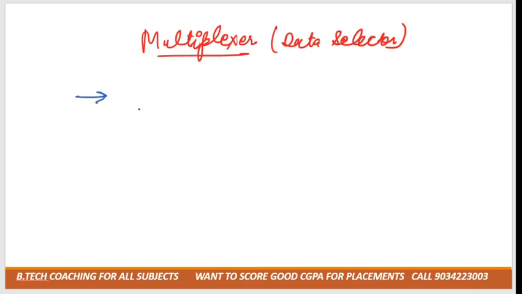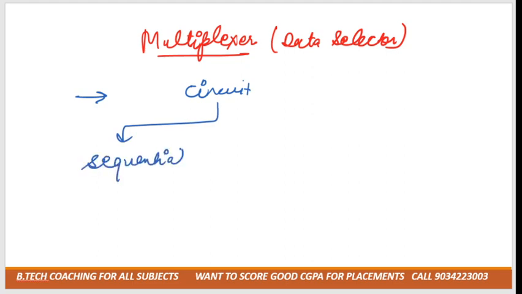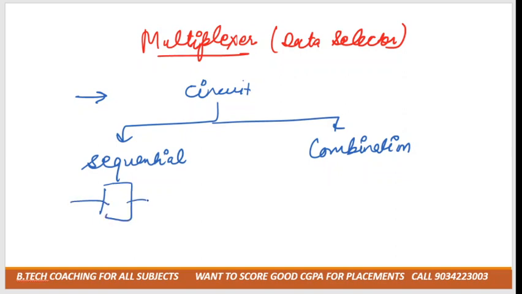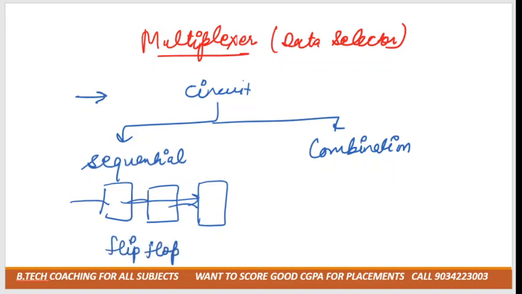Okay. Basically there are two types of circuits. One is the sequential circuit and another one is the combinational circuit. So in the sequential circuit, one input's output goes to another input. Then its output becomes the input of another, like that in a sequence. An example of a sequential circuit is the flip-flop.